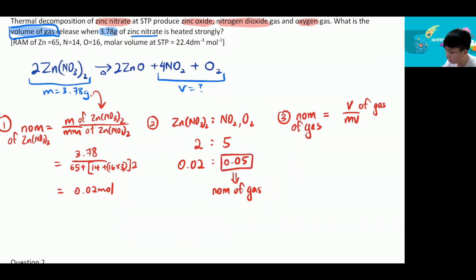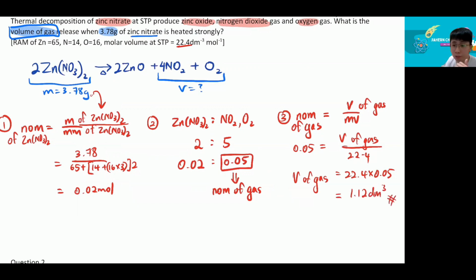So here, I'm going to put in 0.05 equals to volume of gas over molar volume. So molar volume is given by the question, 22.4. So volume of gas, it should be 22.4 times 0.05. So I'm going to get 1.12 dm cubed. And that's your final answer.